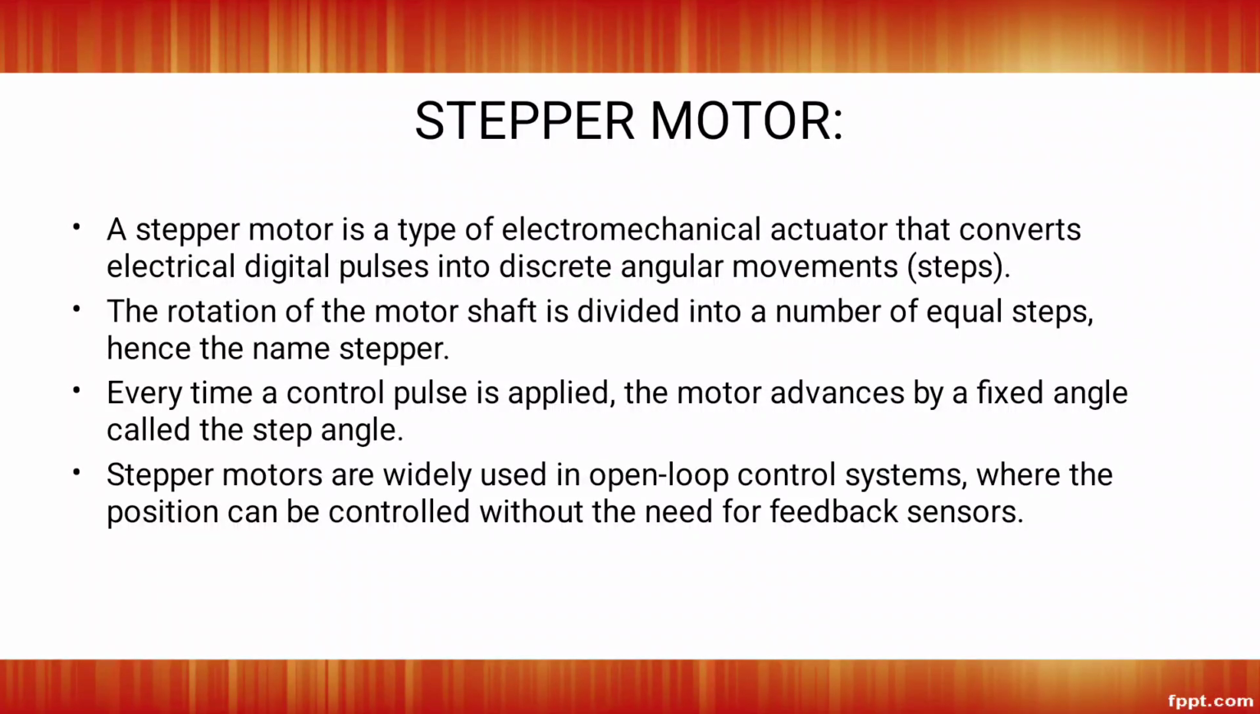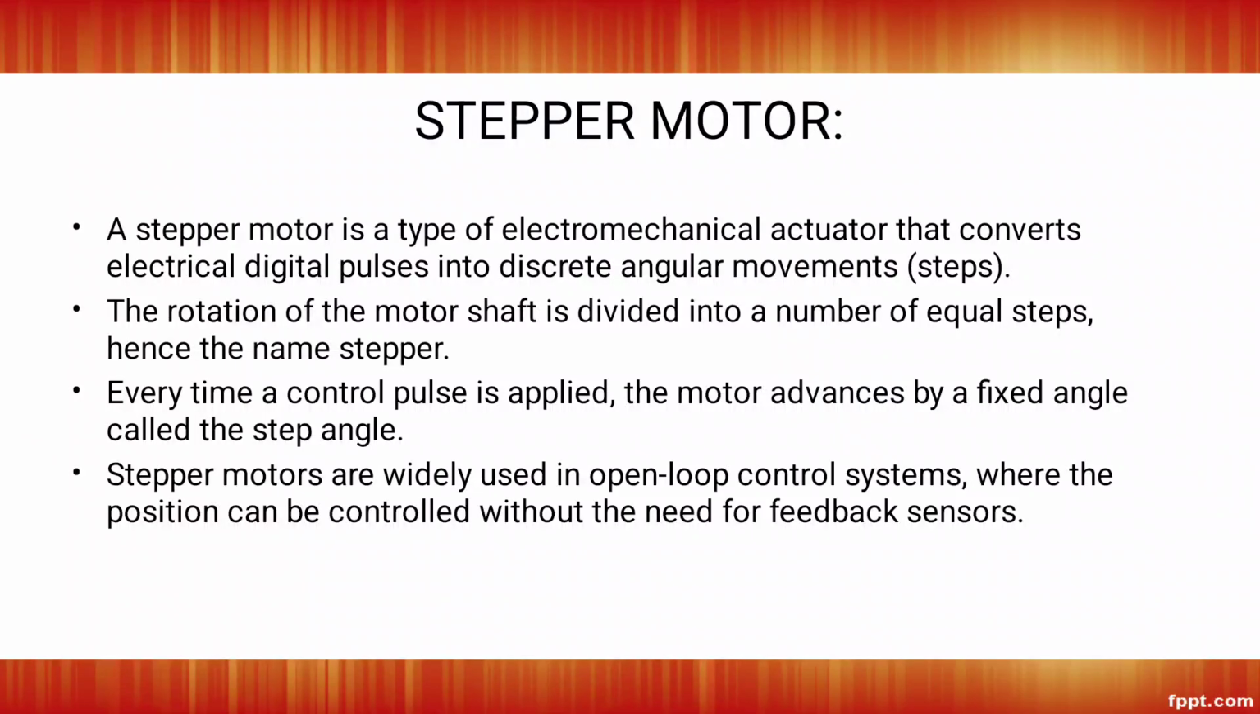Last one is the stepper motor. A stepper motor is a type of electromechanical actuator that converts electrical pulses into discrete angular movement, that is step by step movement. The rotation of the motor shaft is divided into a number of equal steps, hence the name stepper. Every time a control pulse is applied, the motor advances by a fixed angle called the step angle.